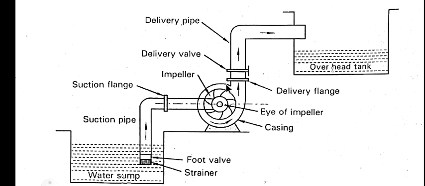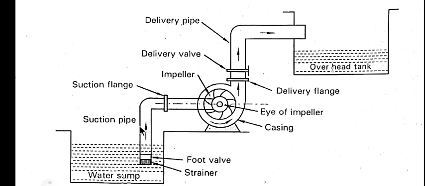A casing is an airtight chamber surrounding the impeller. It is designed with its cross section gradually increasing. Here you can see that the cross section is gradually increasing so that the velocity of flow decreases, resulting in an increase in pressure of the fluid. As the velocity of water decreases, the pressure of the water increases. That's why the cross section is gradually increasing.